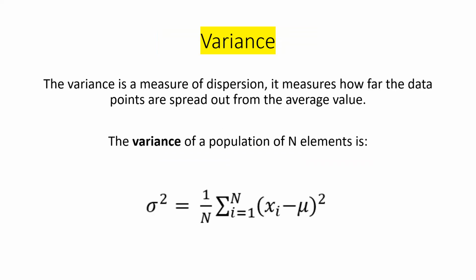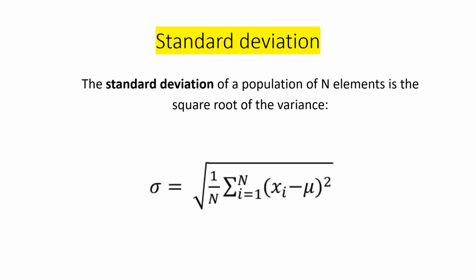Variance. The variance is a measure of dispersion. It measures how far the data points are spread out from the average value. For a population of n elements, it is calculated using the following formula, where mu indicates the mean. Standard deviation. Standard deviation is simply the square root of the variance. For a population of n elements, it is calculated using the following formula.